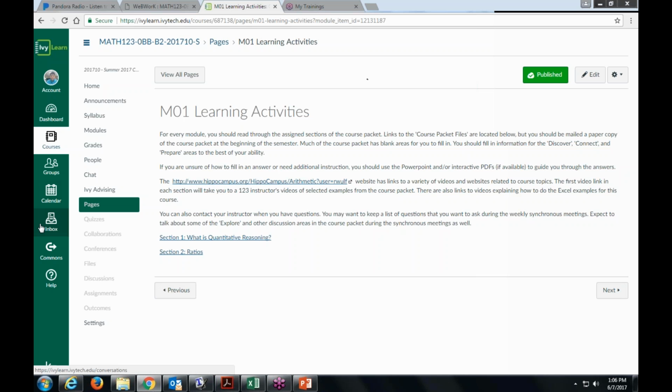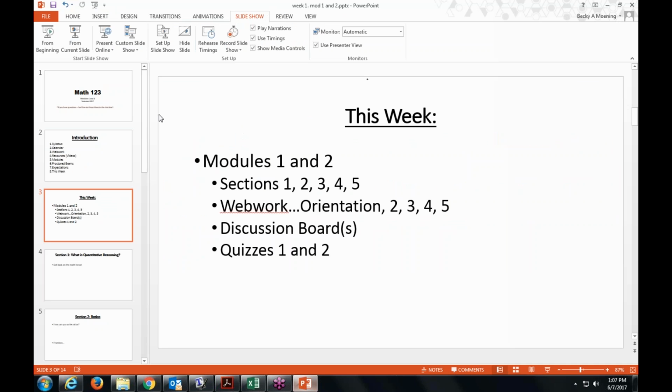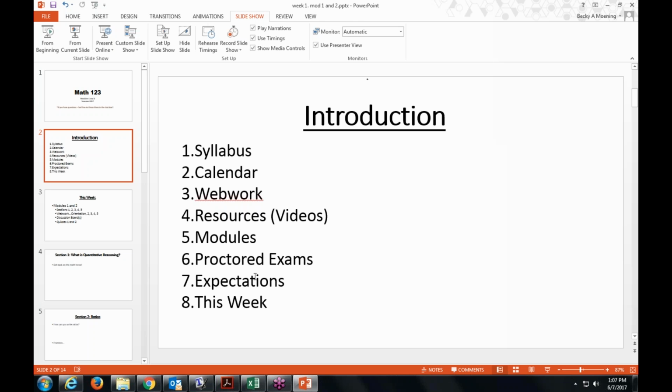Hopefully you're all checking your inbox in Ivy Learn. That is where, when I send videos or emails, they're going to go, because that's the only spot I have in Ivy Learn. That's where I have a group list. So make sure you're logging into Ivy Learn periodically and checking your inbox, and I will be doing the same. So make sure we can communicate. Okay, back to my PowerPoint. So this week, make sure you check these out.